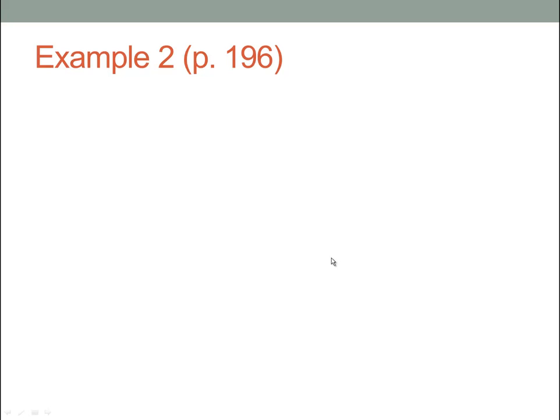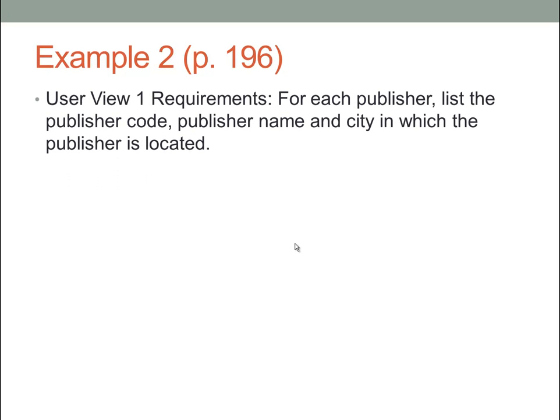The second example in the chapter is on page 196, and it has actually 6 user view requirements. So in this case, I'm working with the Henry Books database, and I go and talk to a group of users, and they tell me that they need to keep track of publishers, and for every publisher, they want to know the publisher's code, publisher name, and the city where the publisher is located.